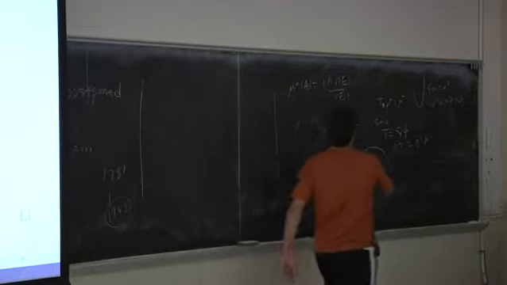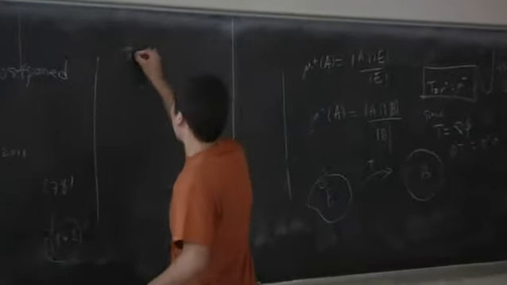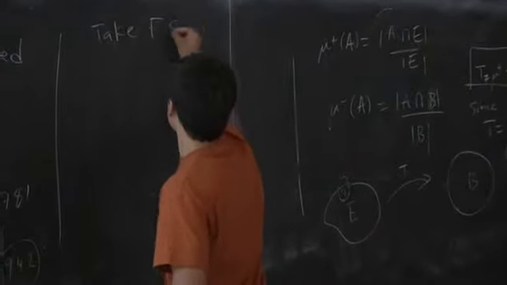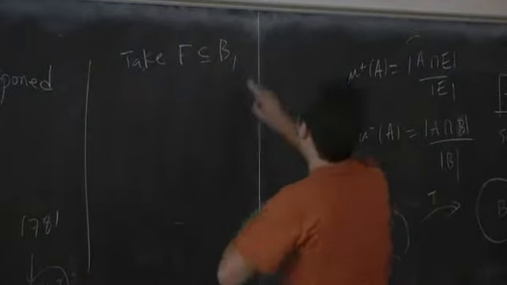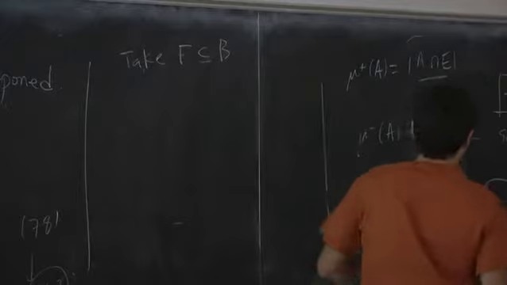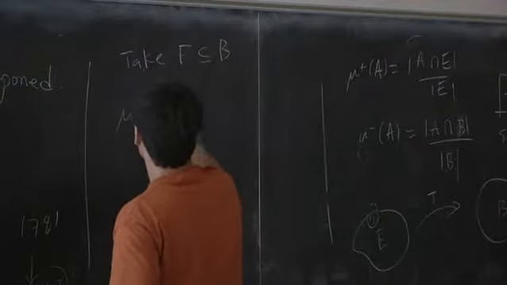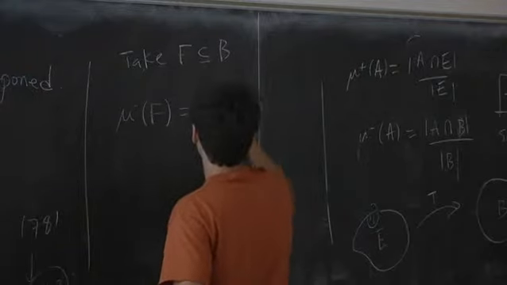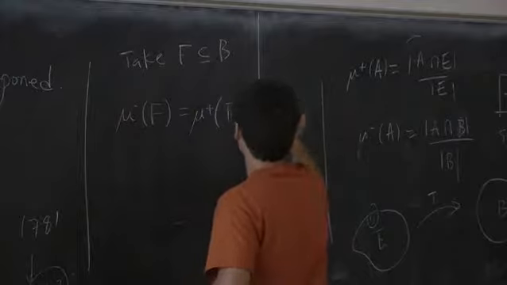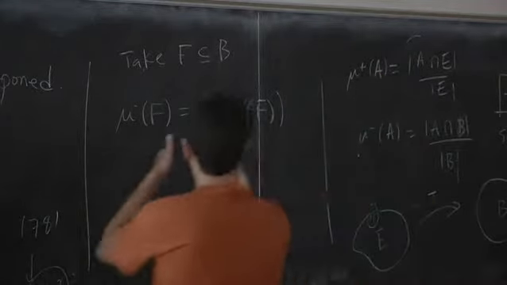So for that, we're going to use this. Take F to be any subset of the ball of radius 1. And μ₋ of F is equal to μ₊ of T inverse of F. Our measures are these guys, so let's just write that in here.